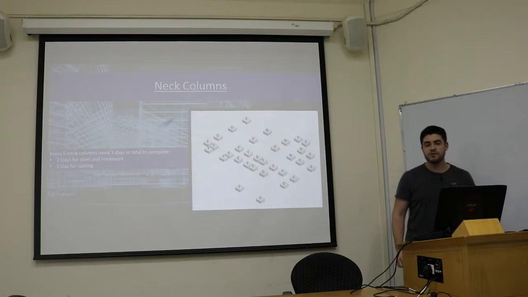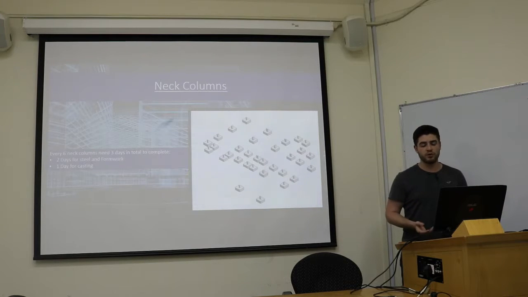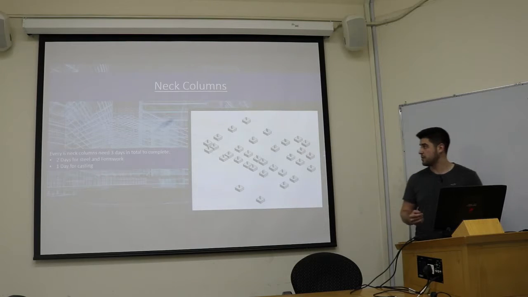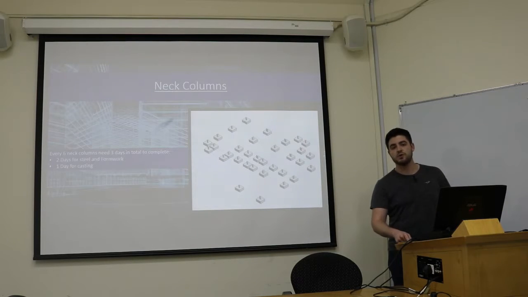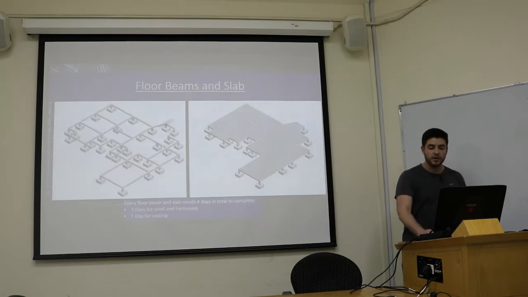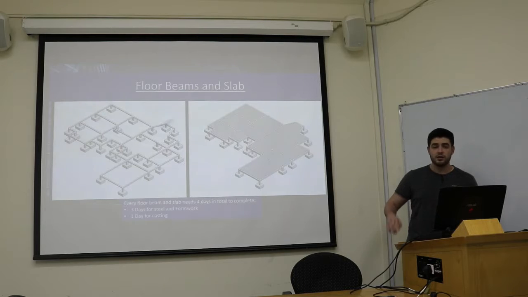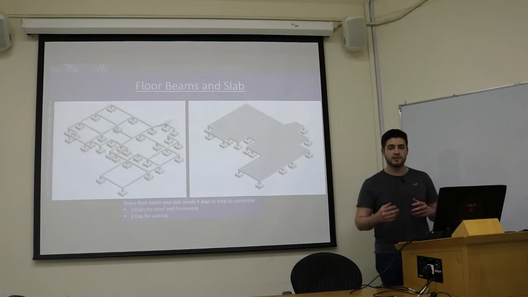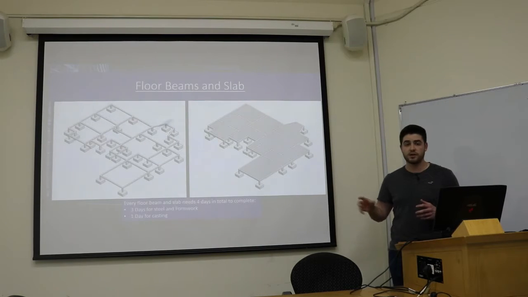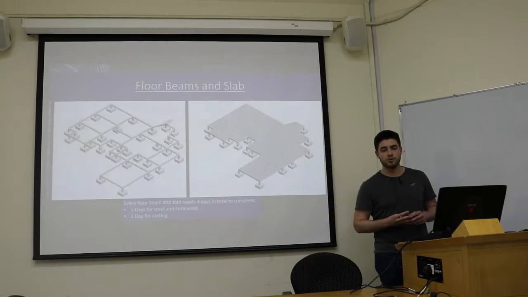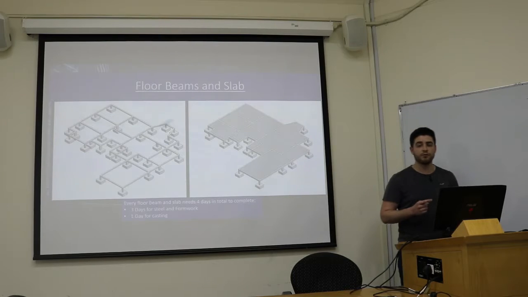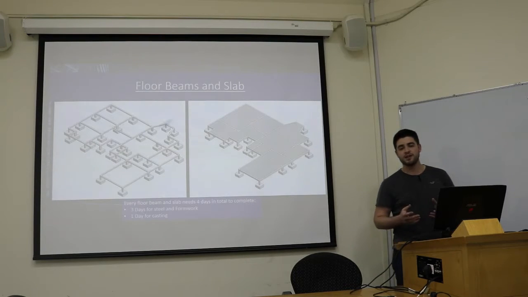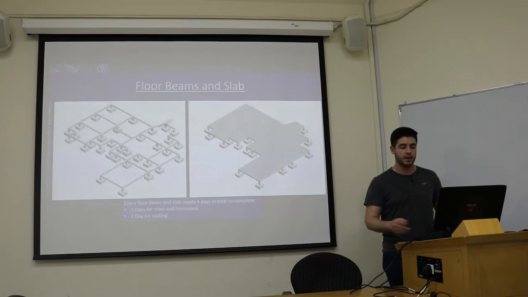For the neck columns, in terms of the timeline, they sort of follow the foundations. However, please note that it's every 6 columns will need the 3 days. So 2 days of steel and formwork, and then 1 day of casting. Moving up to the floor and the beams, each floor and beam system, each section of the slab needed 4 days in total, 3 for steel and 1 for casting, and they were grouped in the same activity as they will be cast together ultimately.